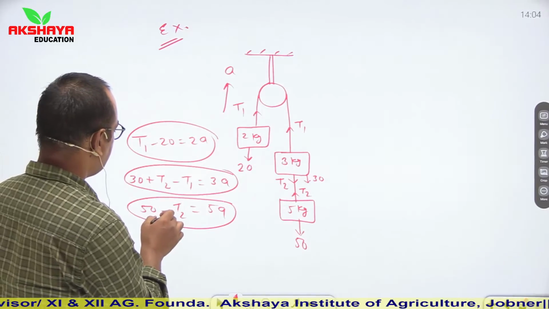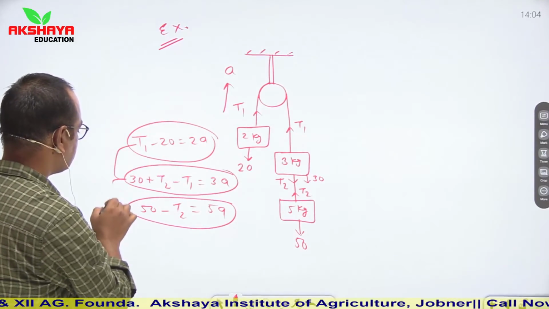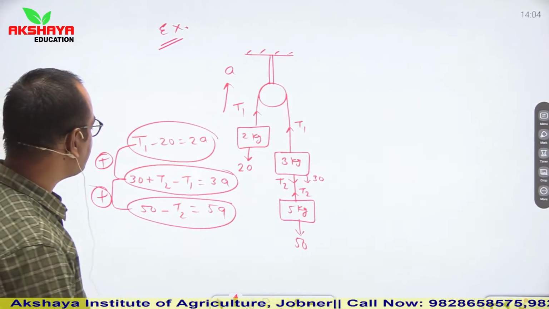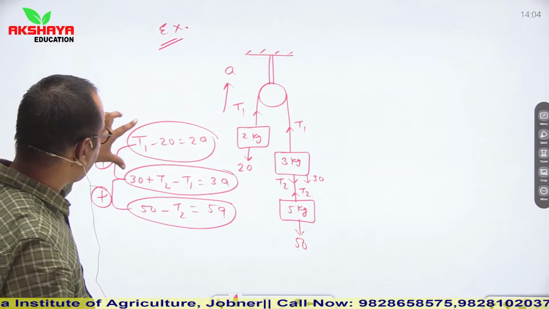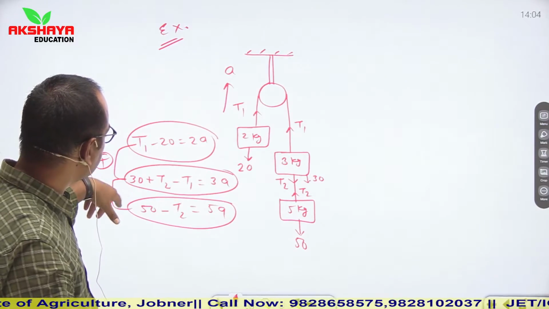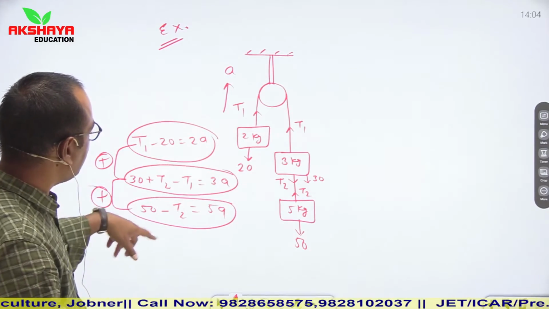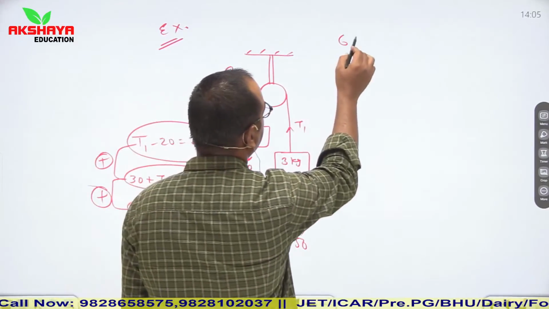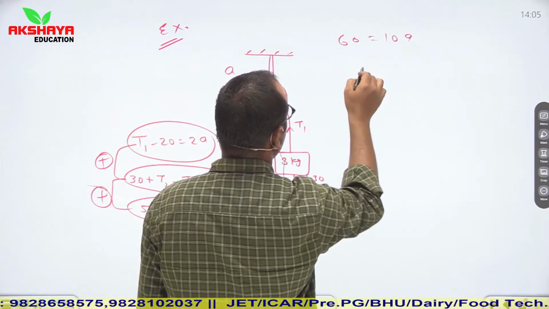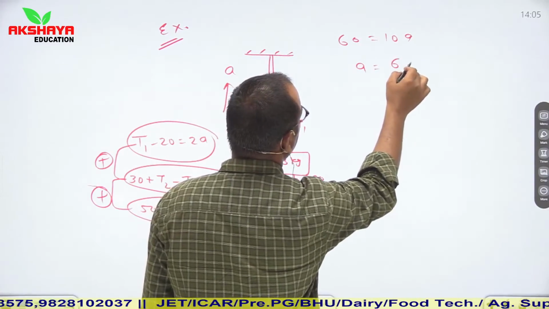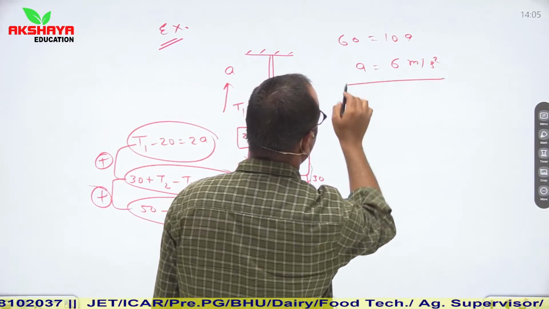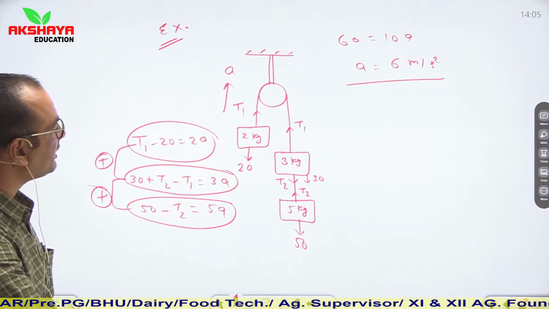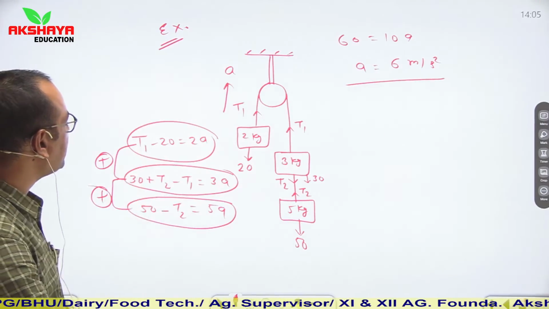First of all, add all three equations. Then we will get the value of acceleration. So its value is, see, 30 minus 20, so it is 10, plus 50, 60, and it is 2 plus 3 plus 5, 10. So 60 is equal to 10a. So a is equal to 6 meter per second square. Clear? And then tension T1 and T2 can be calculated.